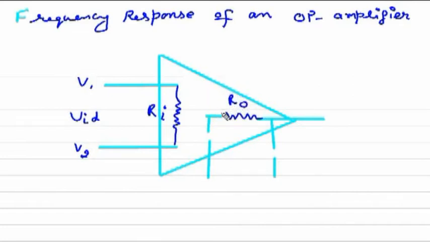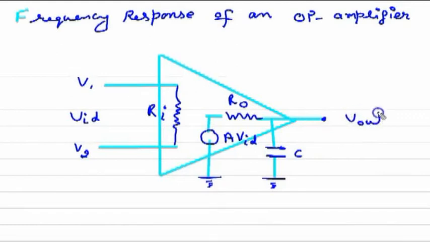Here is a voltage source, that is the voltage is amplified A times. So the voltage source becomes A times VID. Now there is a capacitor. It is not attached externally, but BJT and FET, which are used for making the operational amplifier, have some internal capacitance, that is the C. And here is the output voltage, V out.